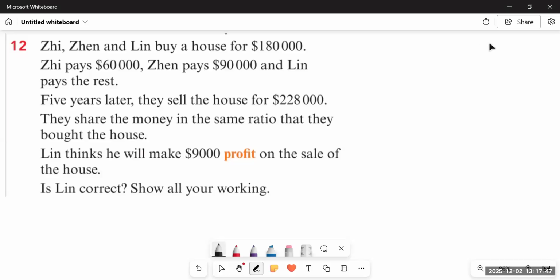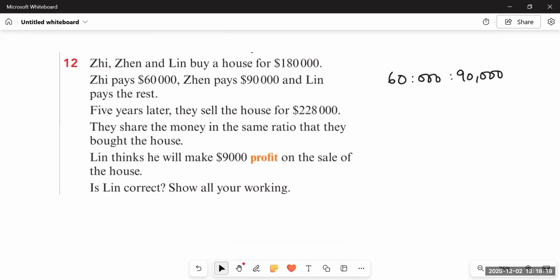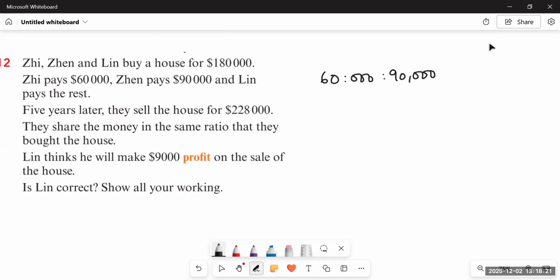Okay, the next question says Z, Zen, and Lin buy a house for $180,000. Z pays $60,000, Zen pays $90,000, and Lin pays the rest. 5 years later, they sell the house for $228,000. They share the money in the same ratio that they bought the house. Now we are not provided with the ratio, we are provided with the actual amount. So first of all, we have to simplify the actual amounts to find out the ratio of the amounts they paid for buying the house.